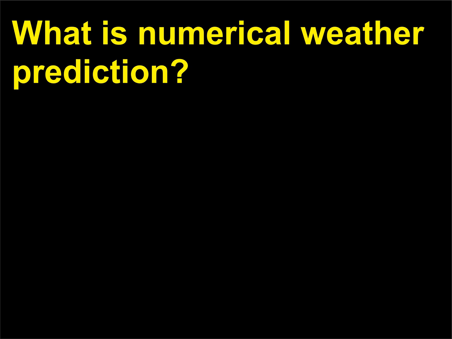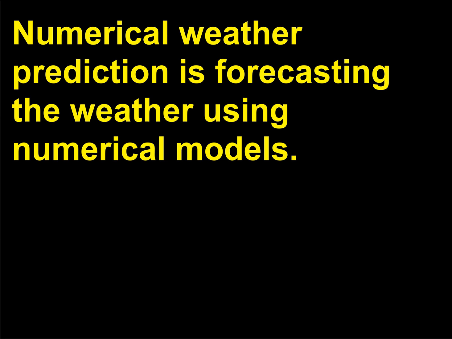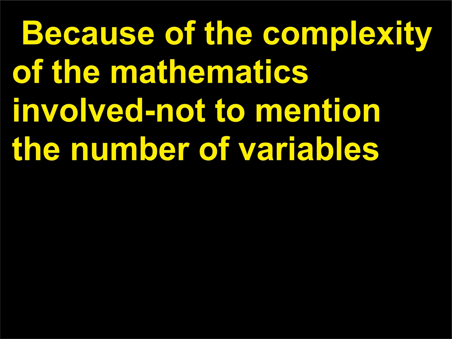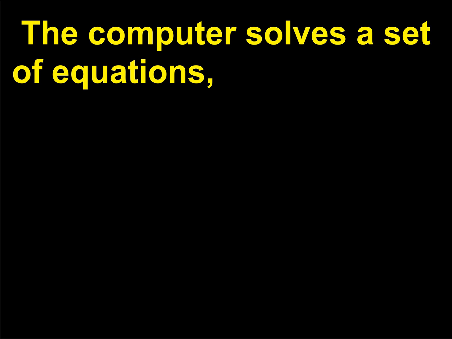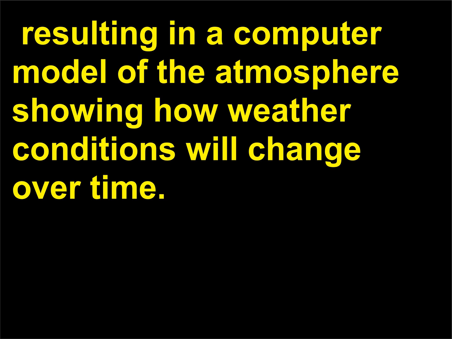Numerical weather prediction is forecasting the weather using numerical models. Because of the complexity of the mathematics involved, not to mention the number of variables needed to predict the weather, all numerical model studies are run on high-speed computers. The computer solves a set of equations, resulting in a computer model of the atmosphere showing how weather conditions will change over time.